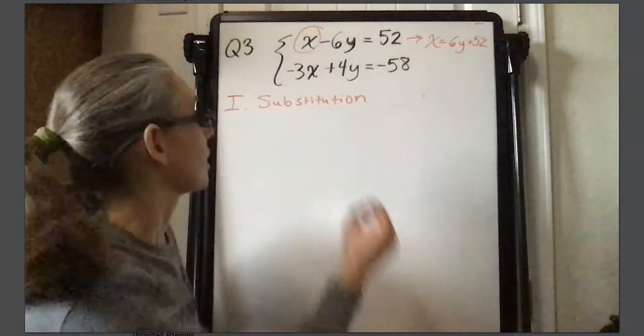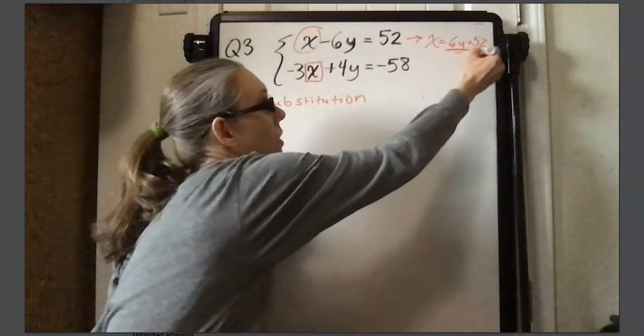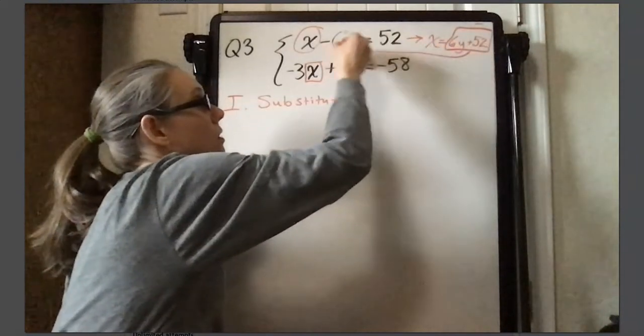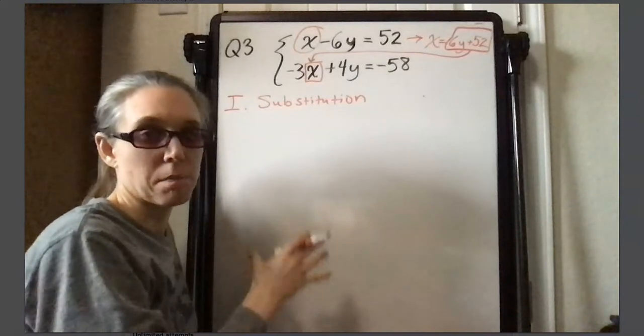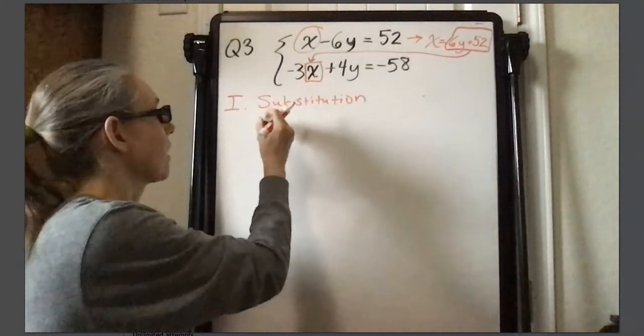Now what that means is I can now replace the x in the second equation with what x is equal to. So I'm going to take this 6y plus 52, and I'm going to replace the x in the second equation by 6y plus 52. So now I rewrite that second equation.